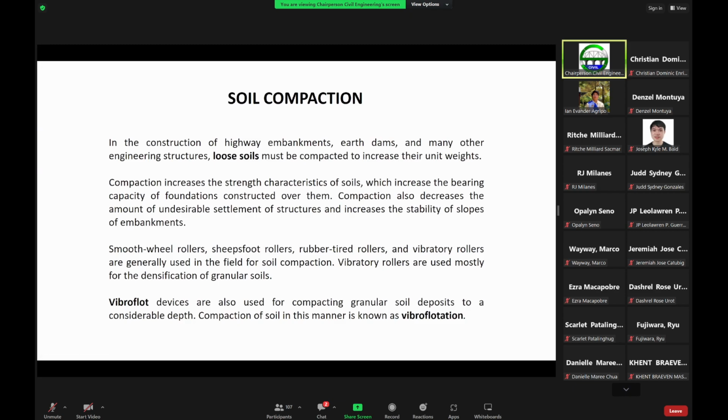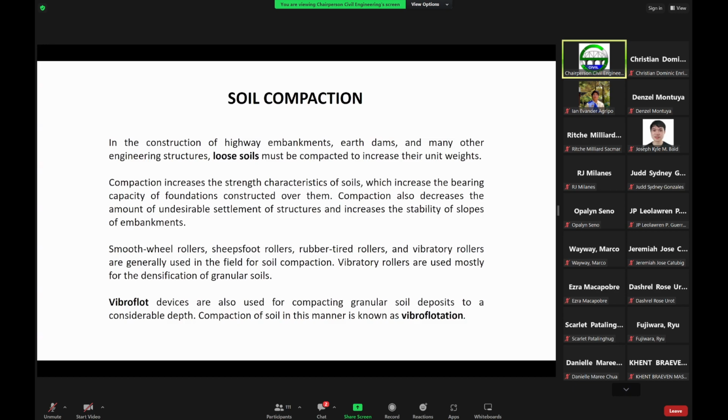Let us now try to discuss soil compaction. Soil compaction is very important when we do embankment works. For example, when we excavate for foundations, then we backfill the soil after constructing the foundations, so we need to compact it. Also in roads, when we construct roads, we need to do proper compaction.